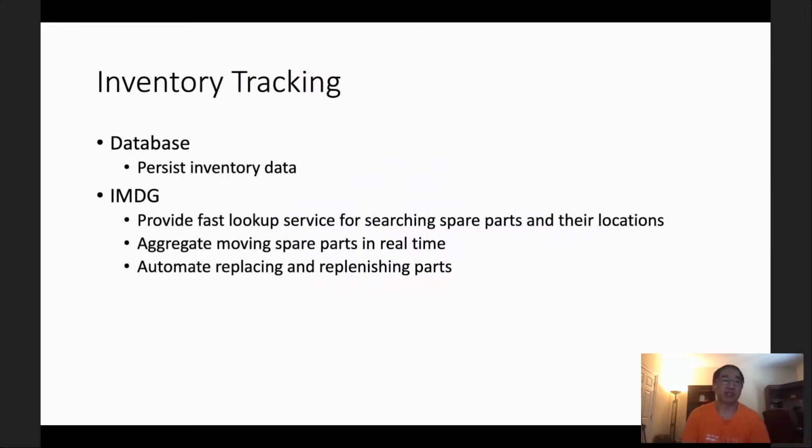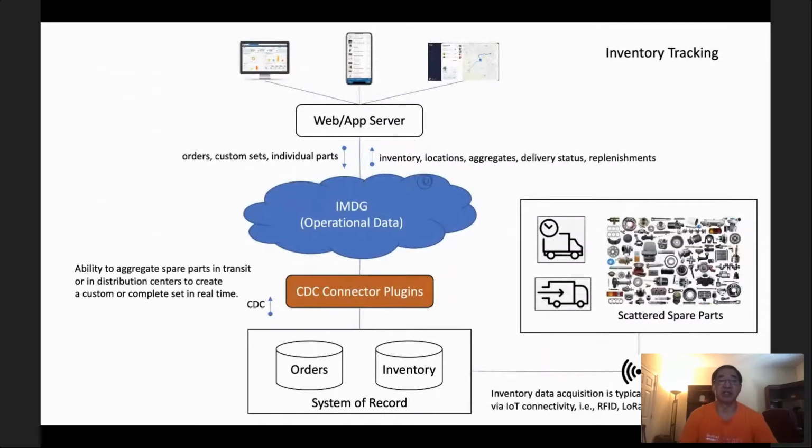The inventory tracking is where we do some data collection and be able to do quick searching. At the same time, we're going to be able to automate replacing or replenishing parts. In this use case, you typically have some spare parts that you need to collect into a complete set. So there's a lot of activities that are involved for this type of application, where IMDG's performance gives you a really nice way to aggregate the data on the fly.